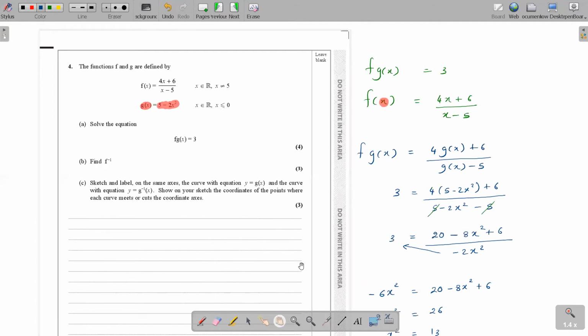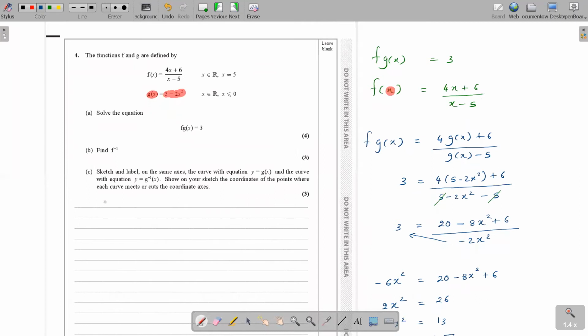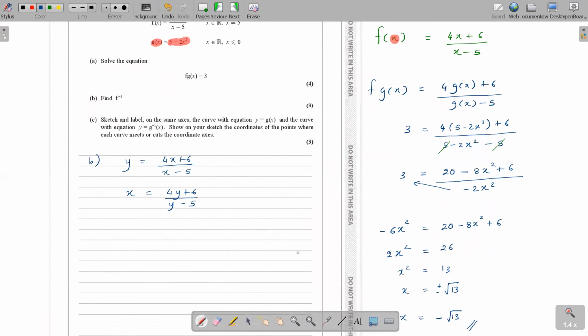Okay, then part B, find f inverse x. Let's find it: y equals 4x plus 6 over x minus 5. The normal procedure to find f inverse is that we switch x and y, right? So x equals 4y plus 6 over y minus 5. We switch x and y, and now we try to make y the subject.